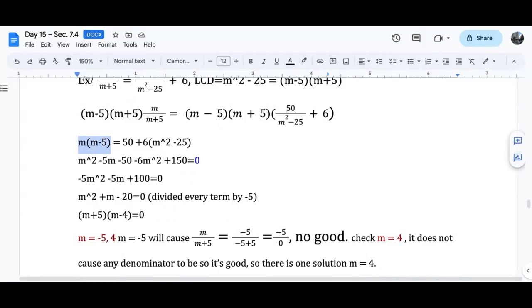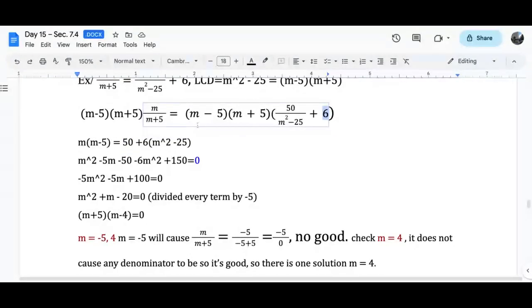Then m plus 5 divided by m plus 5 becomes 1. So I'm left with m times m minus 5. Here, m minus 5 times m plus 5 is exactly m squared minus 25. So those two cancel, we get 50. The 6 is 6 times x minus 5 times m plus 5, then divided by x squared minus 25.